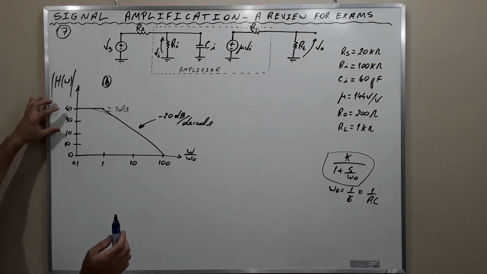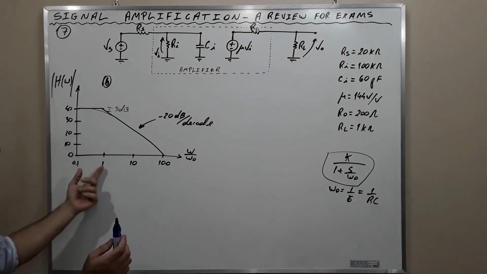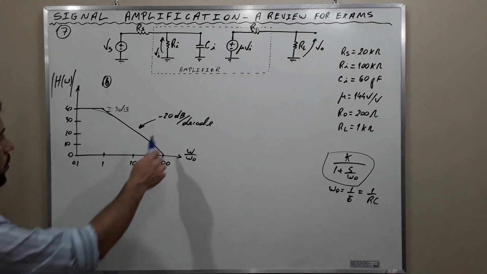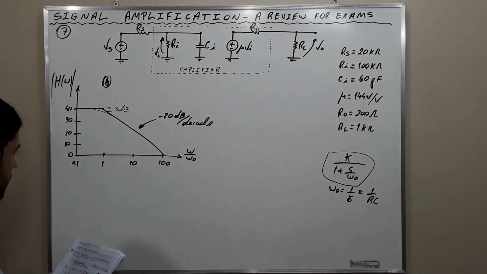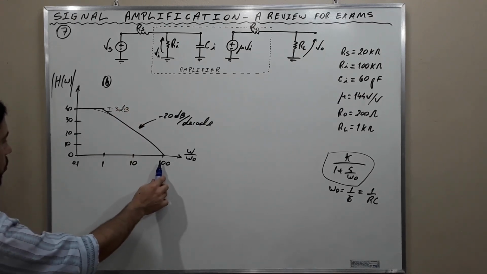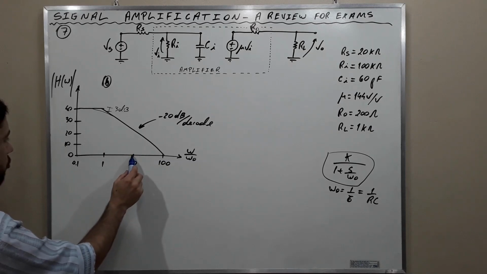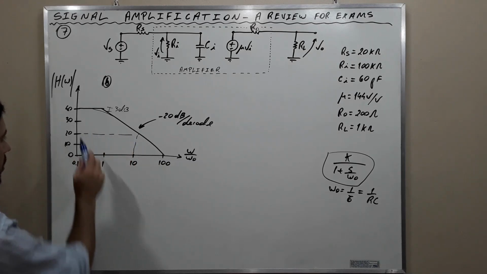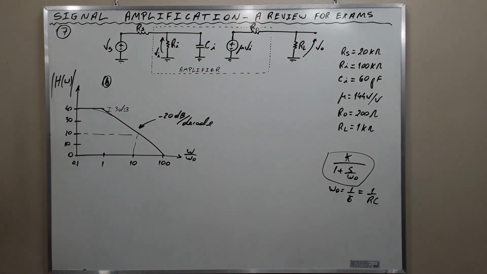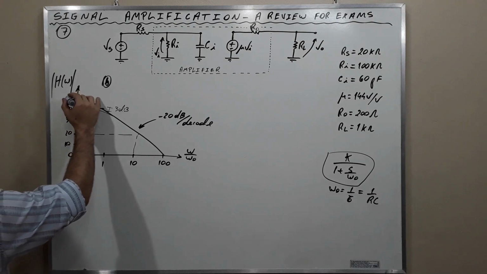And it falls 20 decibels per decade. It is 40 at 1 and 0 at 100. Here it is 20. Okay? And this is the magnitude plot in decibels.